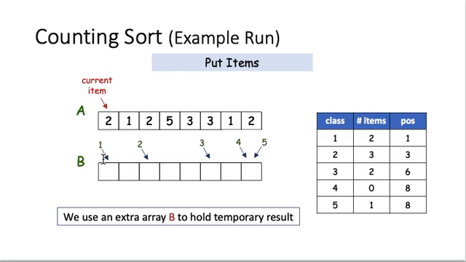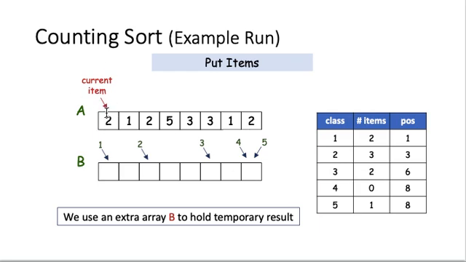So one for class 1 is pointing at position 1. For class 2, it is pointing at position 3. Class 3, position 6. Class 4 and 5, position 8. What we are going to do here is scan A again from left to right. So this is what we do.